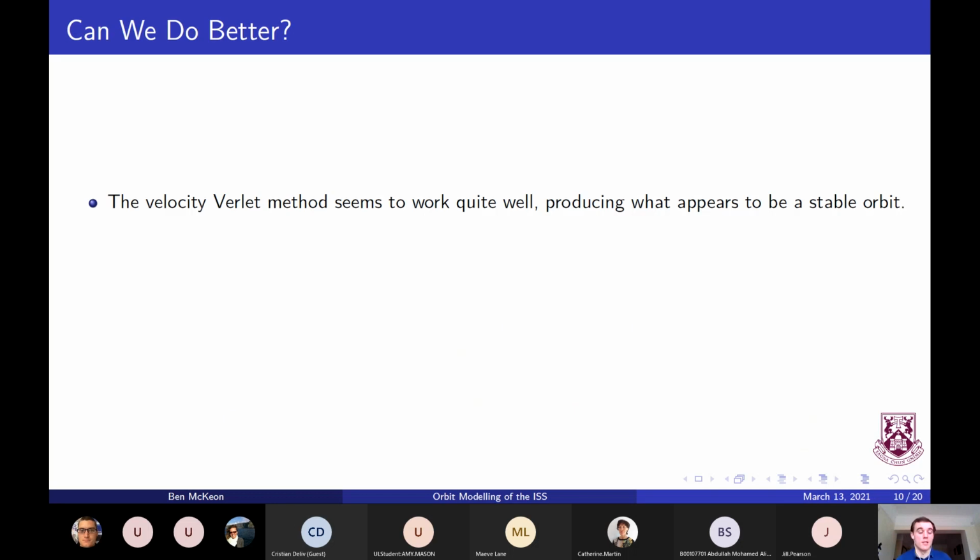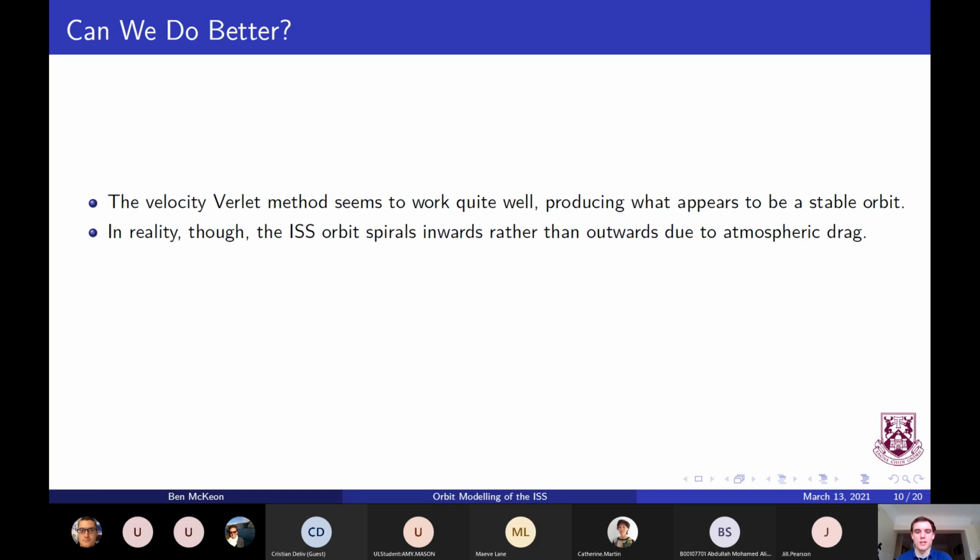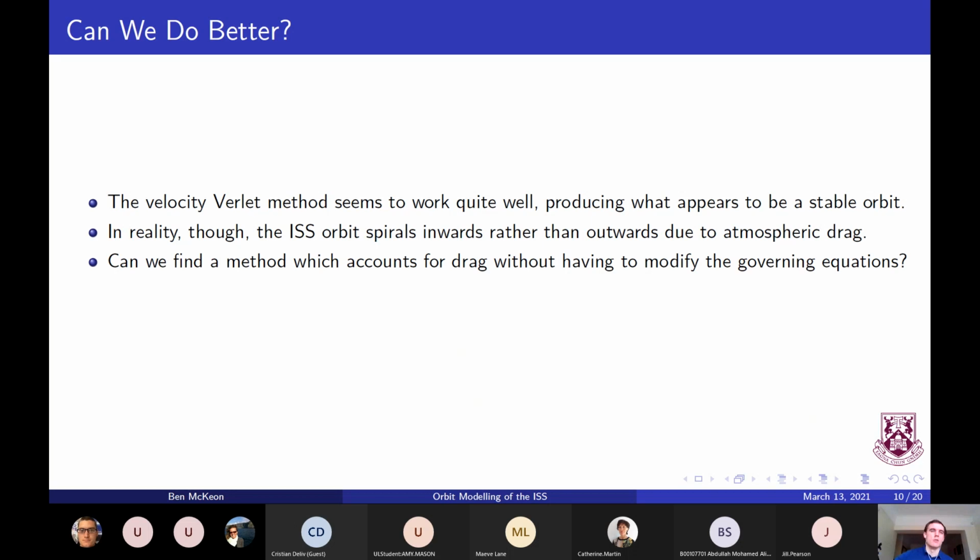So it looks good at first glance, but I suppose the main question we could ask is, could we do any better? And the answer to that question is yes, because what happens in reality is that the ISS tends to spiral inwards rather than outwards due to atmospheric drag. And we need a method that accounts for that without having to modify the governing equations and take fluid mechanics and other nasty effects into account.